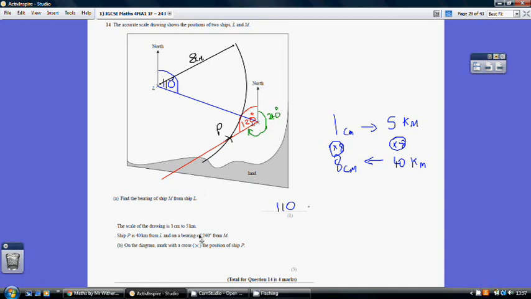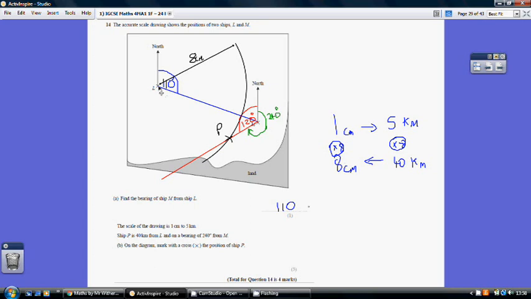Now for part B, we've got to mark on this map where ship P is. And we know two things about ship P. It is 40 kilometers from L. Now the scale of the drawing is 1 centimeter to 5 kilometers. And we're told our ship is 40 kilometers away. Well, 40 is 8 lots of 5, so it's going to be 8 centimeters away on our map.